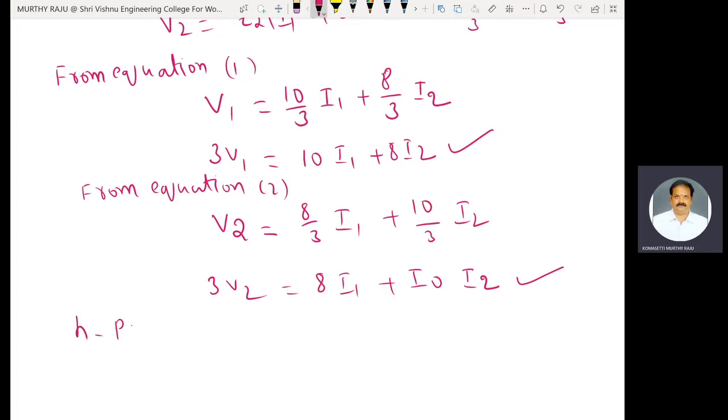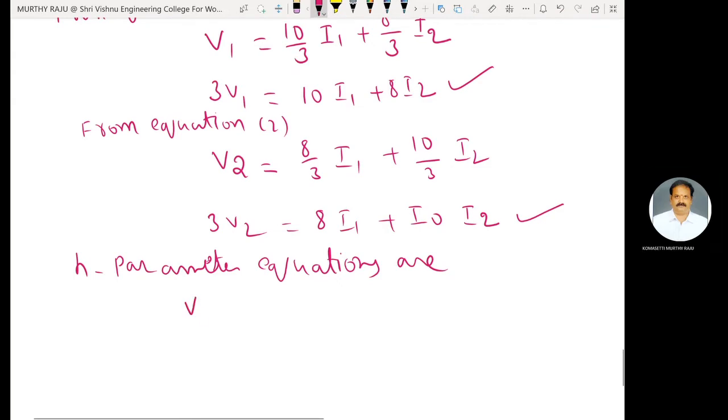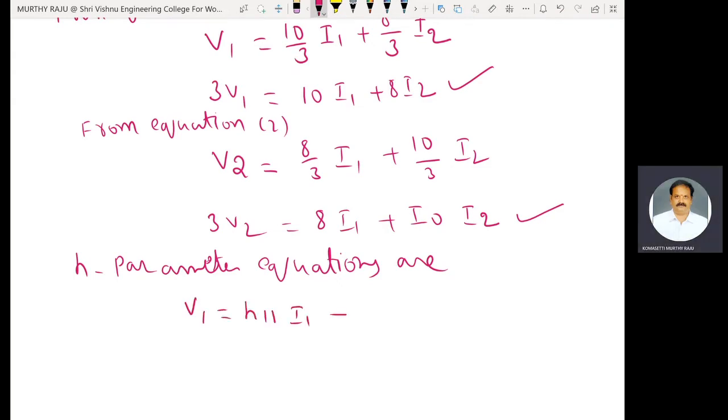Generally, H parameter equations are V1 is equal to H11 I1 plus H12 V2, and I2 is equal to H21 I1 plus H22 V2.